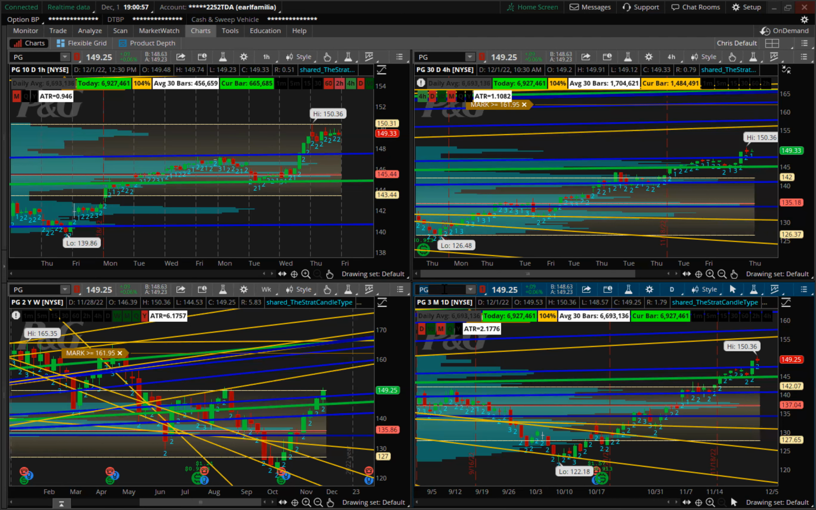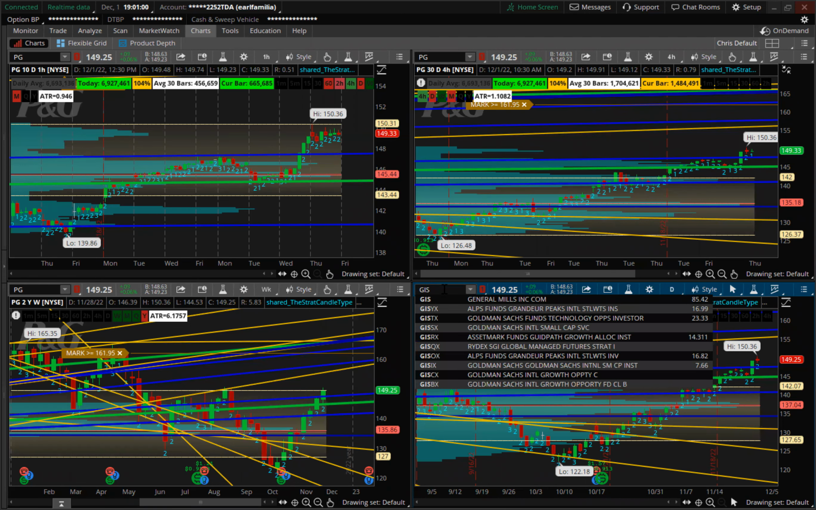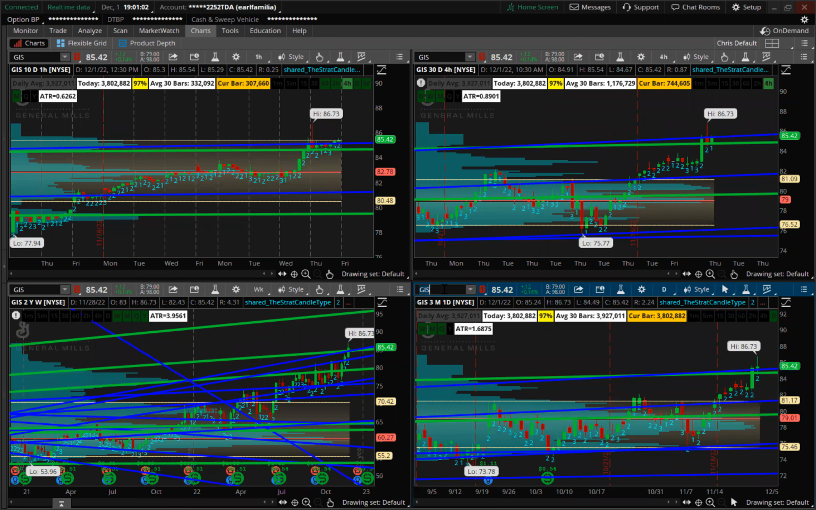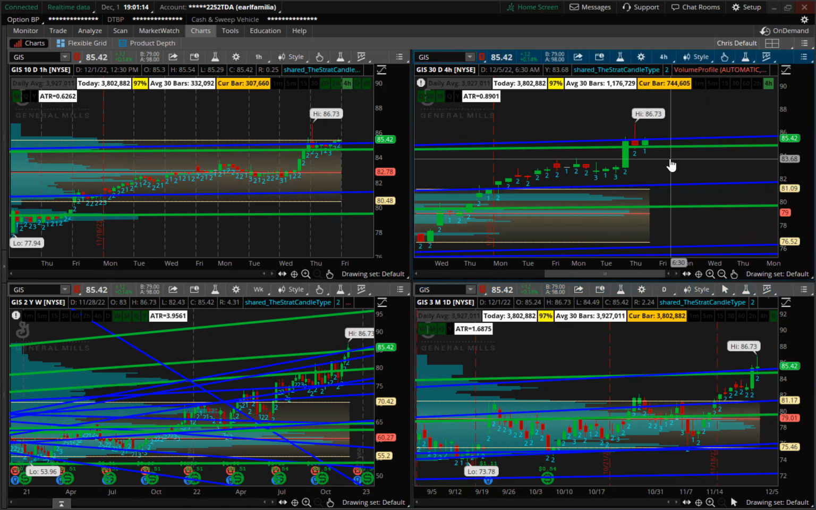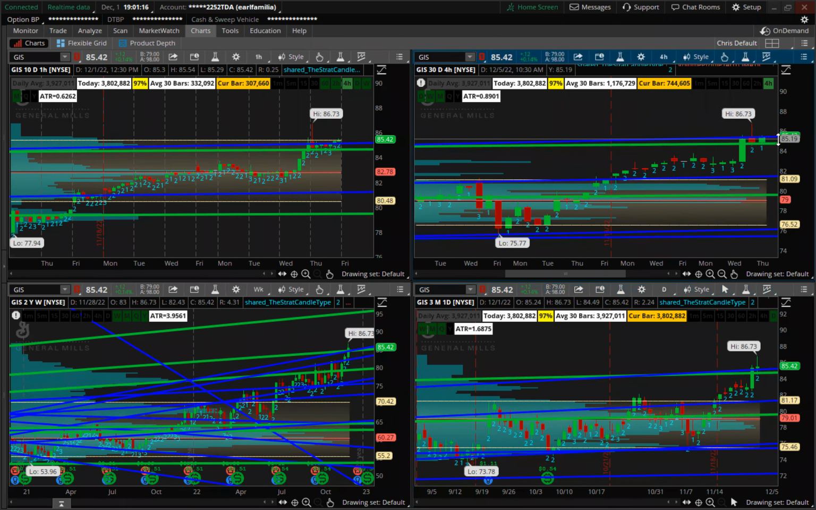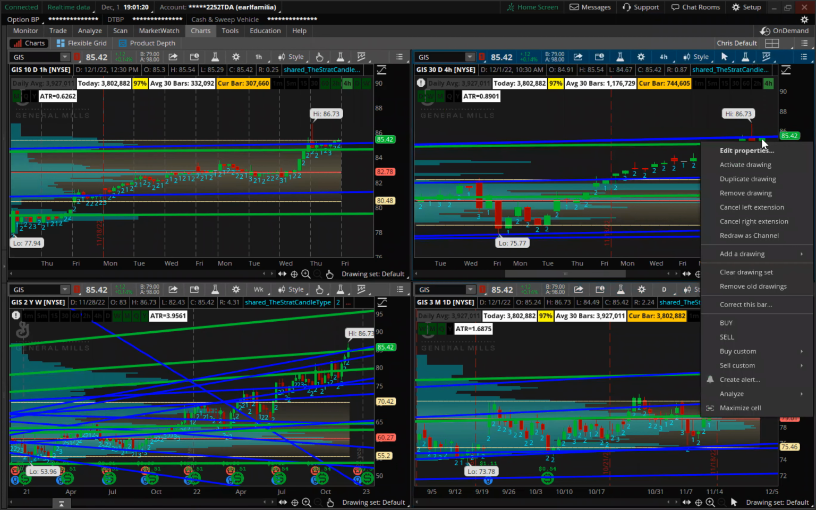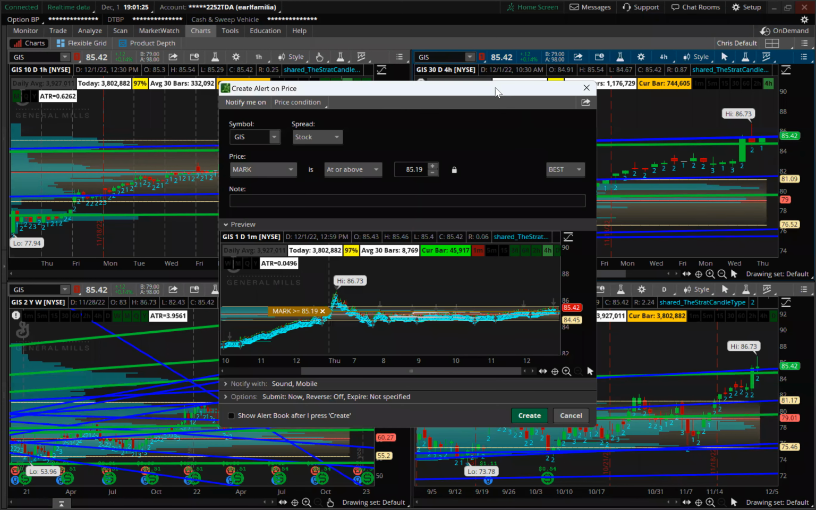All right, let's take a look at General Mills, GIS. Strong. So they want that cereal, apparently. I don't even eat cereal, but people want to buy it. They came back to retest the broadening formation. Retest sent it back up.